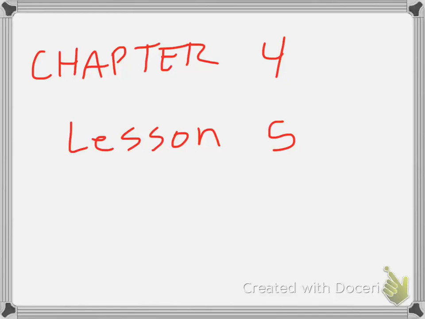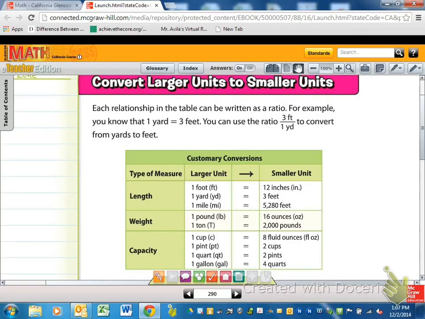Chapter 4, Lesson 5, we're going to be converting measurements. This is the chart that we're going to be using to convert large units to small units and small units to large units. This problem says each relationship in the table can be written as a ratio. For example, you know that 1 yard equals 3 feet. You can use the ratio 3 feet over 1 yard to convert from yards to feet.